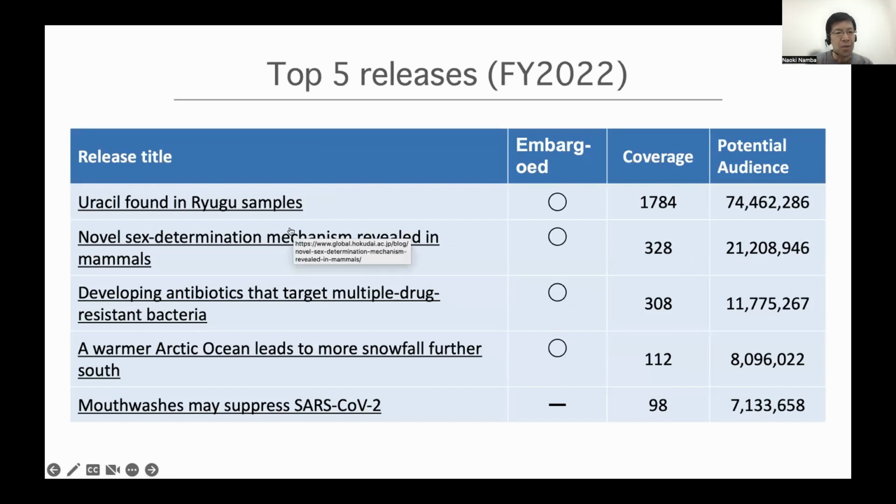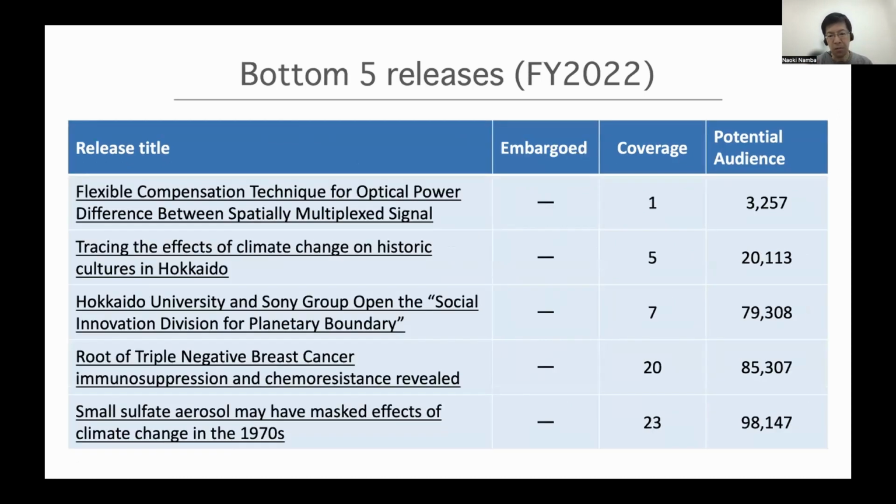So the next 2 slides show the top 5 releases and bottom 5 releases in 2022. These are the 5 releases that got the most coverage, most attention by the media and by the general public. Almost all of those 5 were embargoed releases, as you can see. And the next slide shows the bottom 5, the least popular press releases in 2022. None of them were embargoed.